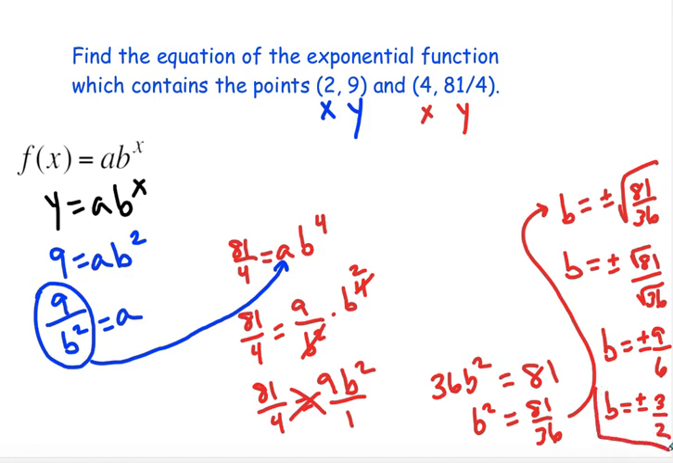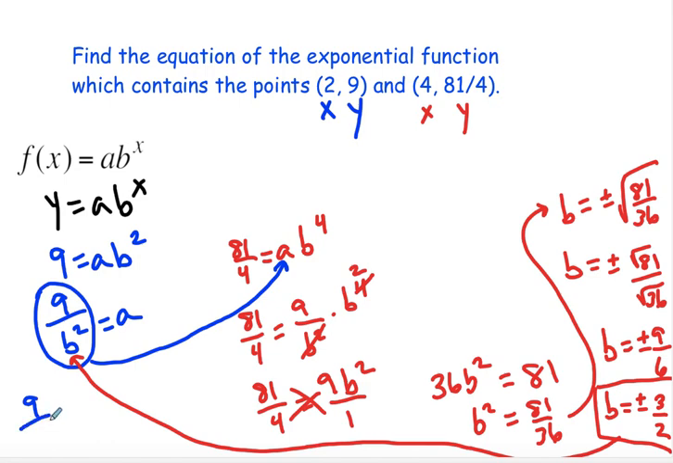So we got b figured out, but what we still don't know is a. So we can plug this value of b right here, and then we can get our value of a. So 9 divided by either positive or negative 3/2 squared is going to turn out to be the same thing. So 9 over 4 will equal a. If you multiply by the reciprocal, so if you do 9 times 4 over 9, looks like you're going to get 4 for a.